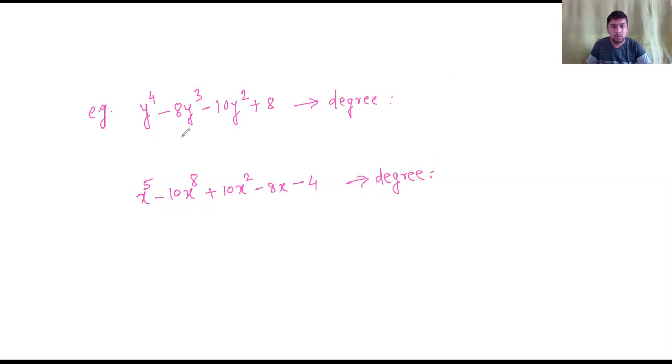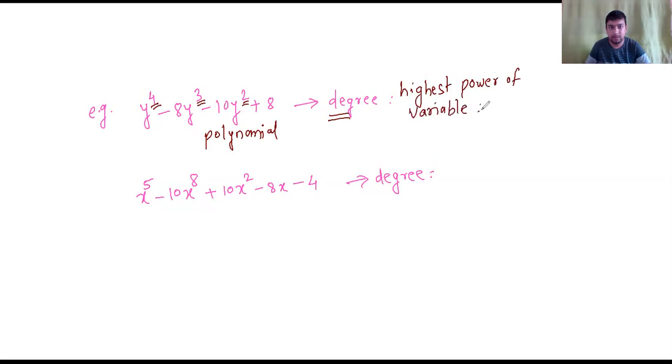Okay, so whether it's a polynomial, you have to check the powers of all the variables. Is it a whole number? Yes, that means it is a polynomial. Now, if you want to find out the degree, find the highest power of variable. So what is the highest power of the variable? It is 4. Is it right?